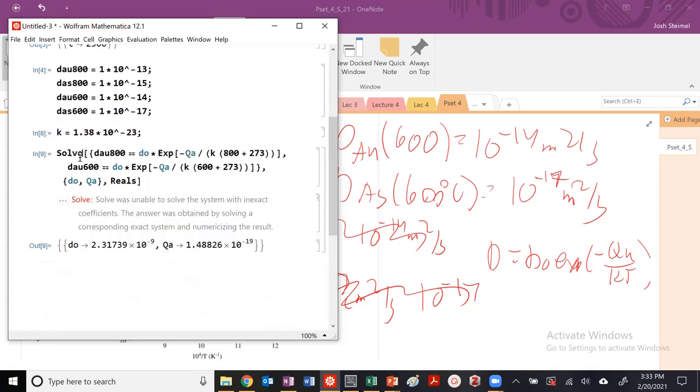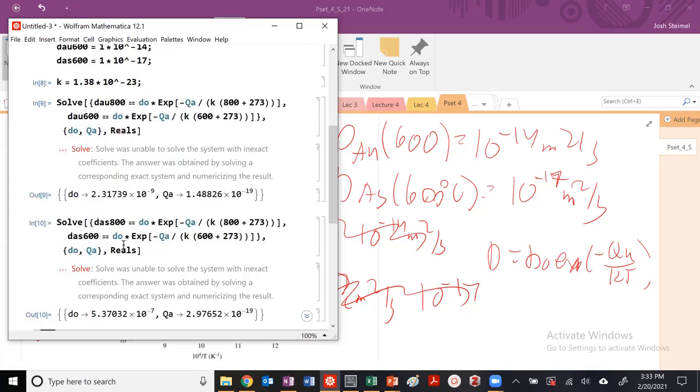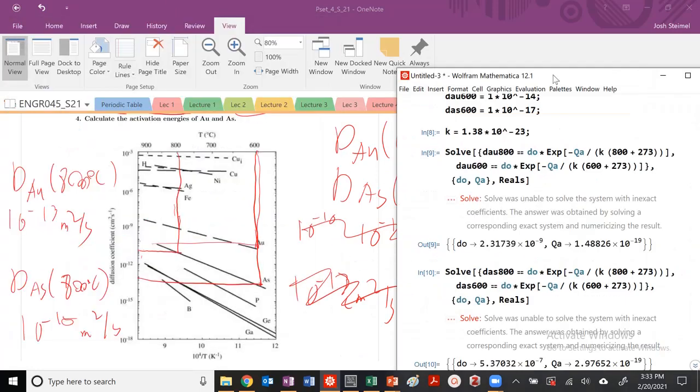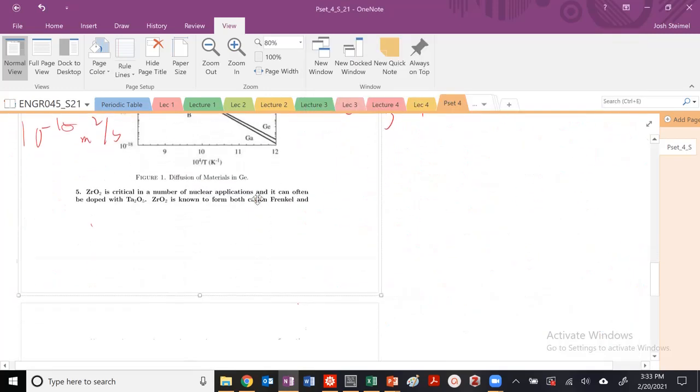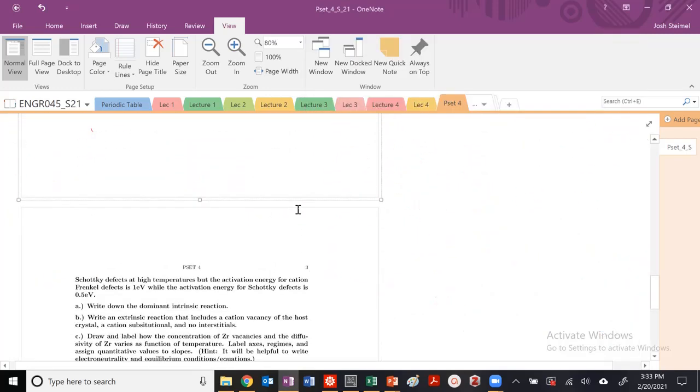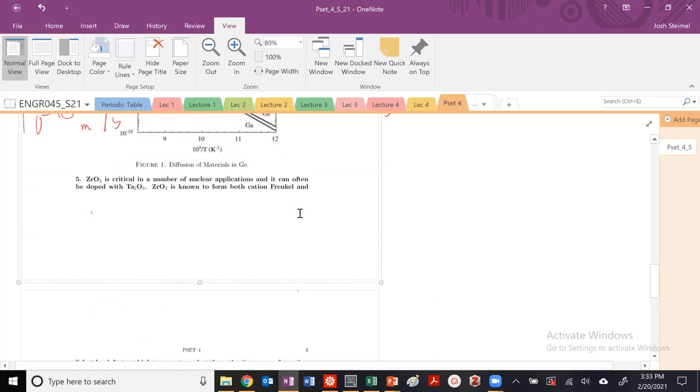There we go. What about for here? Let's bring this down. D_AS, voila. So there we go. Those are our values. So now we can go on to our next and very important problems for our exam. We're asked a couple of questions here.